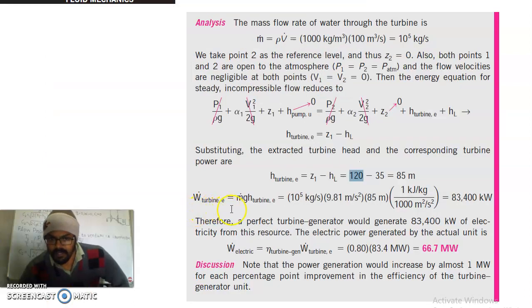So work of the turbine is equal to mass flow rate times gravity times head of the turbine, which is 83,400 kilowatt. Now what is the electric work? Because the turbine has 80% efficiency, when you multiply by 0.8 you will get the actual electric work output of the generator.